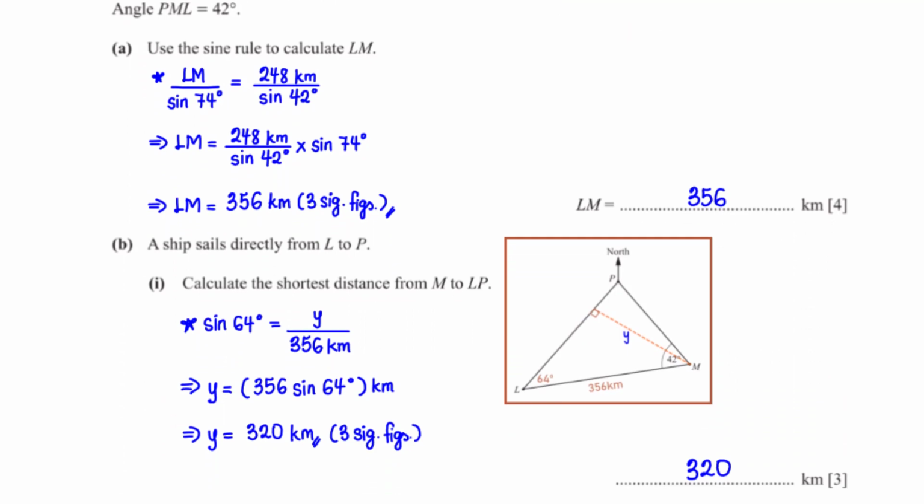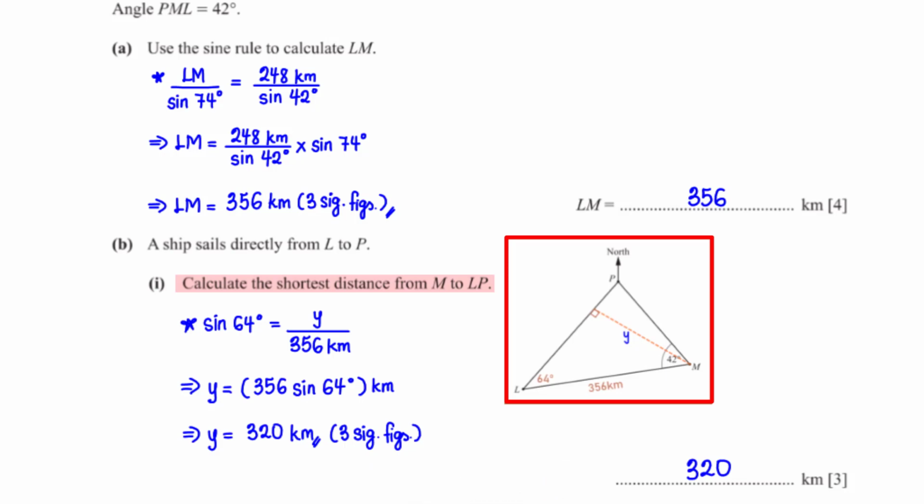A ship sails directly from L to P. Calculate the shortest distance from M to LP. The shortest distance from M to LP is the same as the perpendicular distance from M to LP, which is what we are calling y.